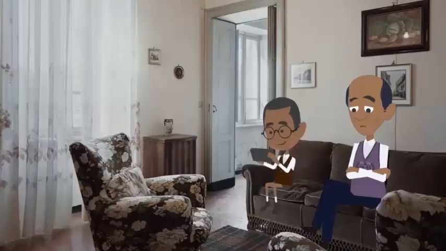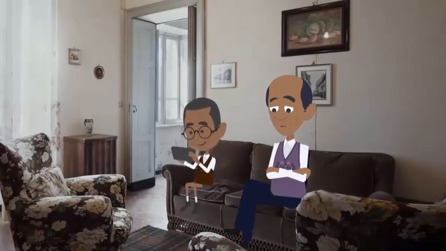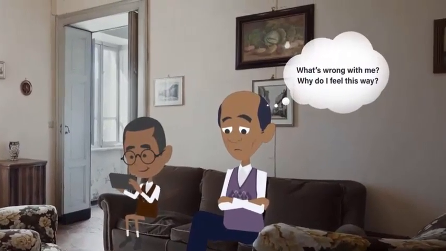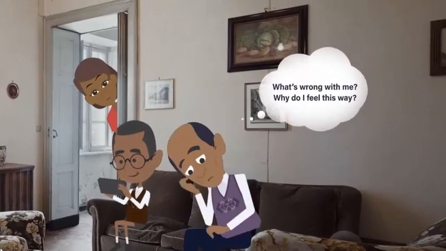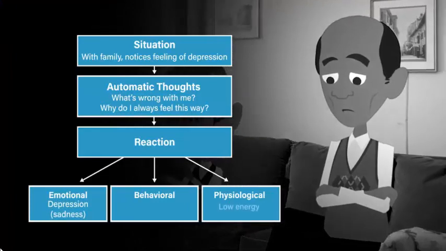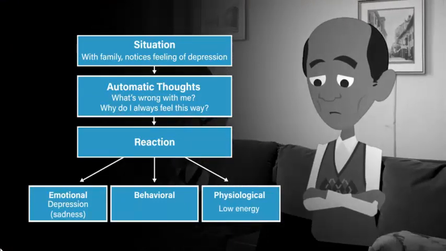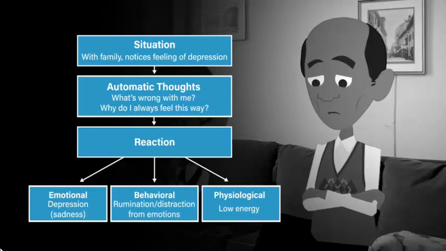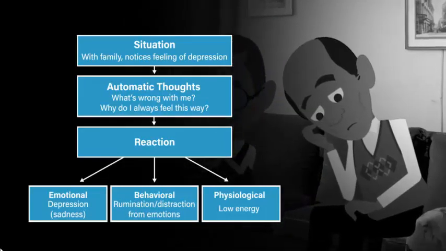The last situation on Ken's cognitive conceptualization diagram was when he was at home with his family. So he noticed he felt depressed, and then he thought, what's wrong with me? Why do I feel this way? He then felt even more depressed and experienced low energy. His behavior was to ruminate over and over about why he was feeling so depressed, and he tried to distract himself from that distressing emotion of depression.